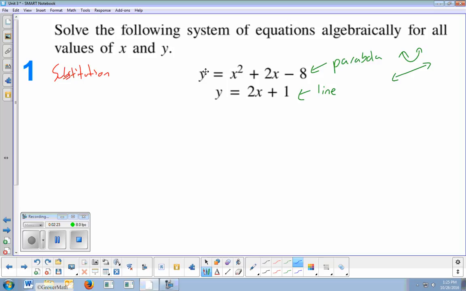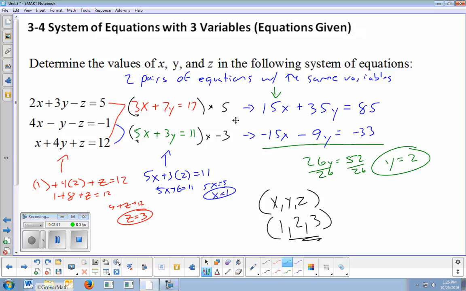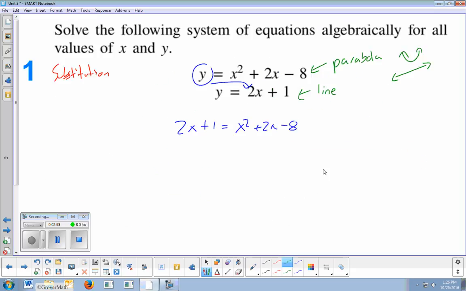And one good method is if both of them equal y, well then they can equal each other. So essentially what I'm going to do is I'm going to substitute this y for what y equals over here. And that's going to give me 2x plus 1 equals x squared plus 2x minus 8. So essentially they both equal y, so I can equal them to each other. And now I have an equation with just one variable. Even what we were doing over here with the three variables, we were always trying to get, first it was combine 3 to 2 equation with two variables, then combine those to one equation with one variable. And we could solve equations that just have one variable.